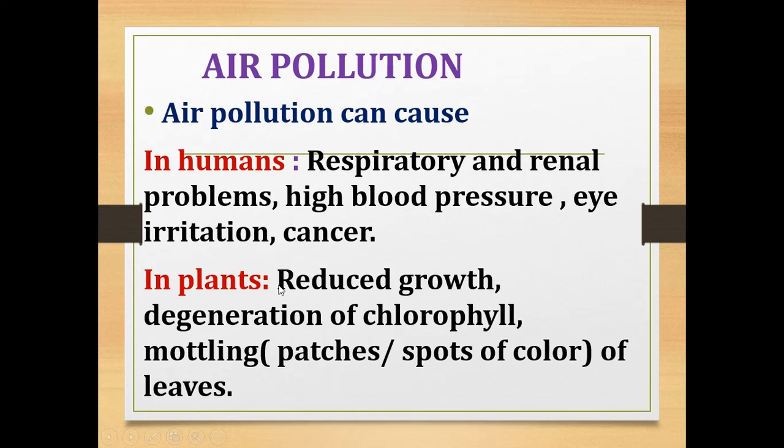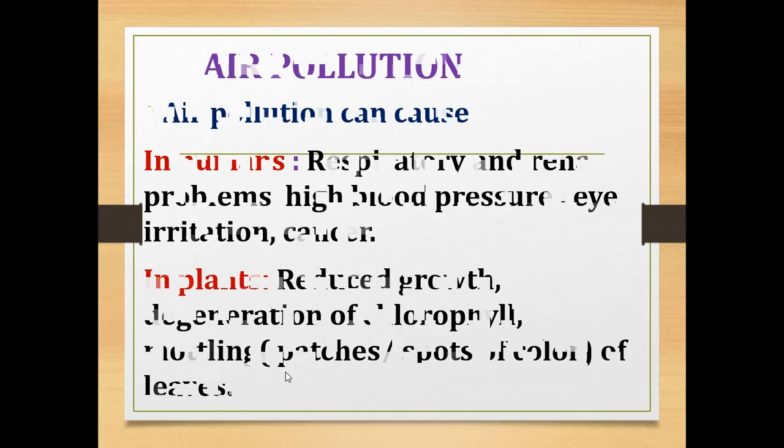And in plants also, it can reduce growth, it will degenerate the chlorophyll content present in the plant, and it will cause mottling. What is meant by mottling? It will form patches or spots of color in the leaves of the plant, which is called mottling of leaves. So air pollution will affect the quality of life mainly in humans and in plants.